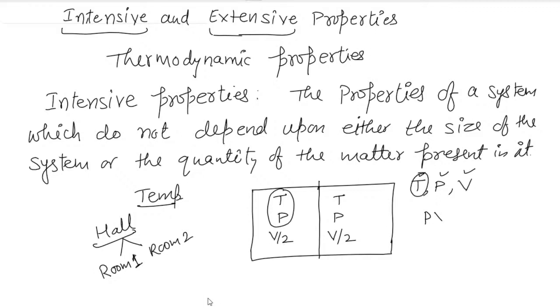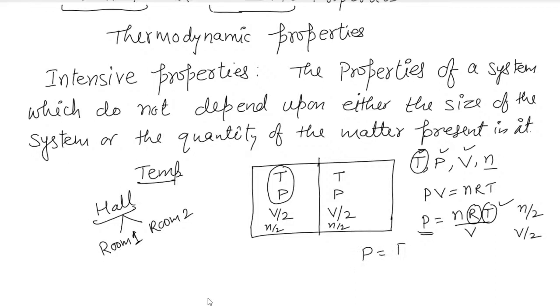See, if we apply just this relation, PV equal to nRT, so pressure is equal to nRT over V, right? You have identified temperature is same, R is same, n is halved and volume is halved. So obviously pressure remains same because n is halved, volume is also halved. Yes, if number of moles are n, then it becomes n by 2, n by 2.